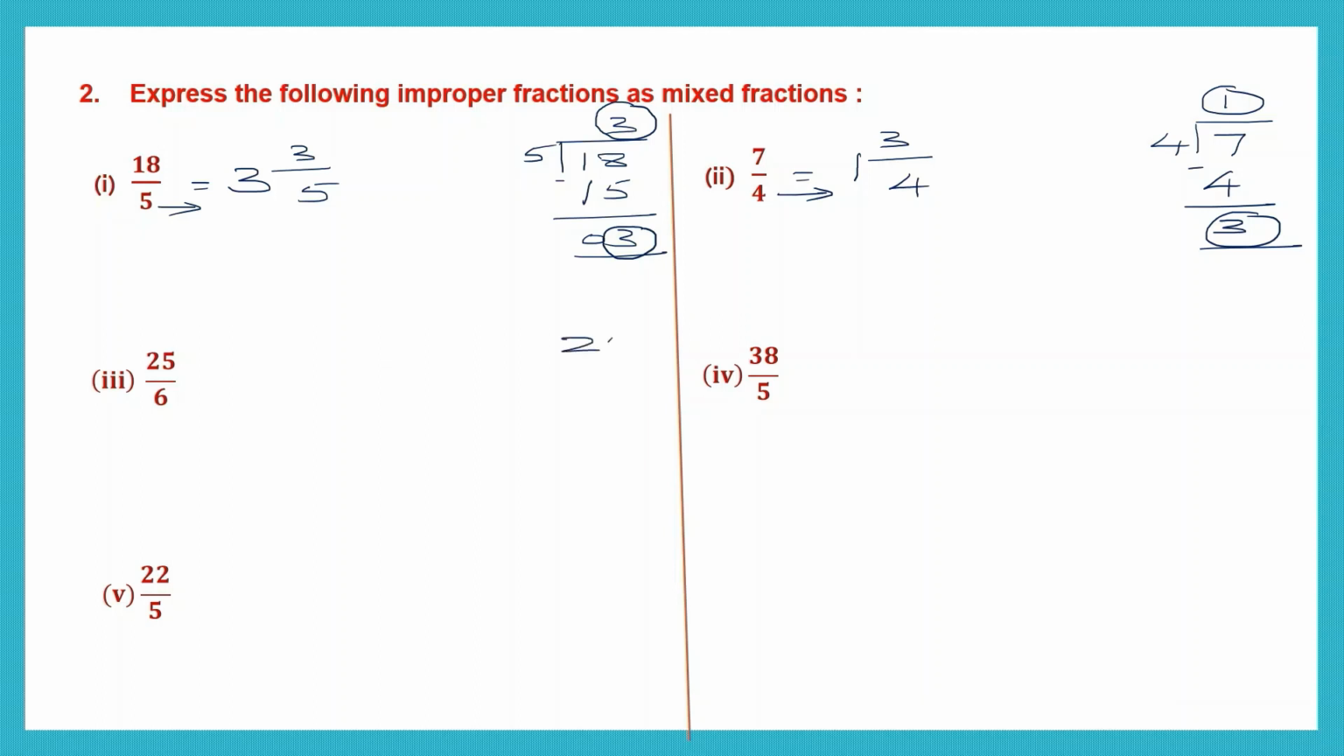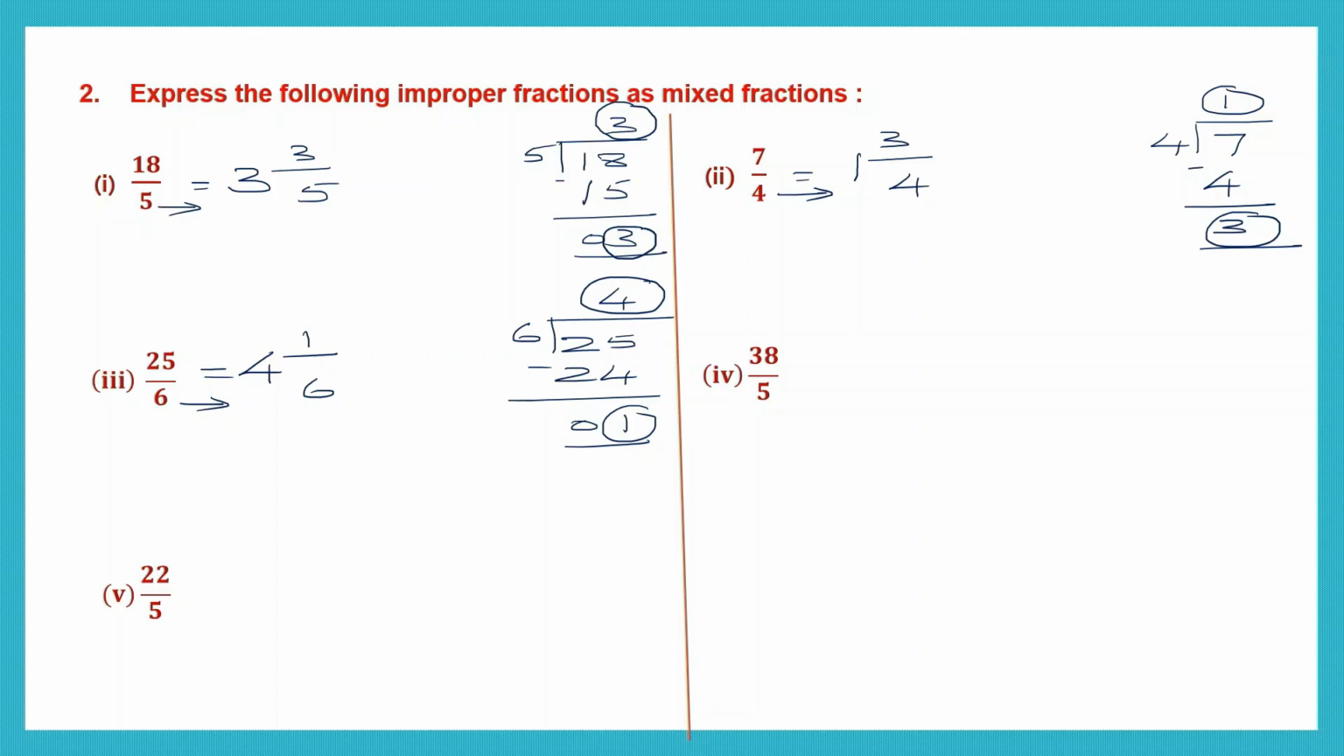Question 3, 25 by 6. So let's divide 25 by 6. 6 fours are 24. Minus, 5 minus 4 is 1. So now this is our quotient. Quotient is becoming the natural number. Now the remainder is going to become the numerator. Denominator, as I said, is the same. So 4, 1 by 6.